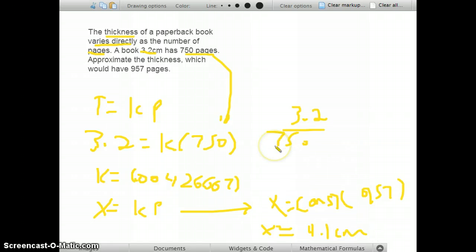And that's basically all you need to know for direct variation: translate the problem into y equals kx form. And then from there you can find k and plug k in to solve your problem. If you have any questions, just ask.